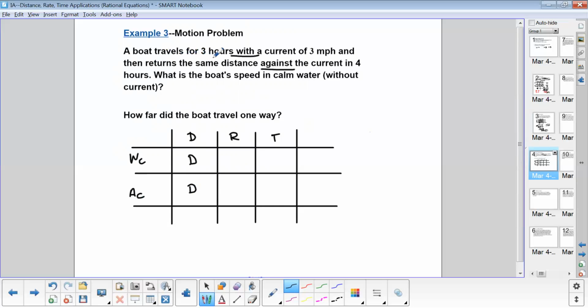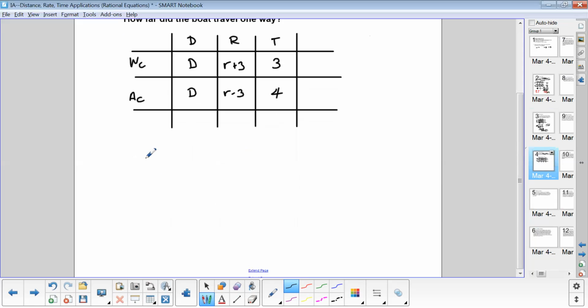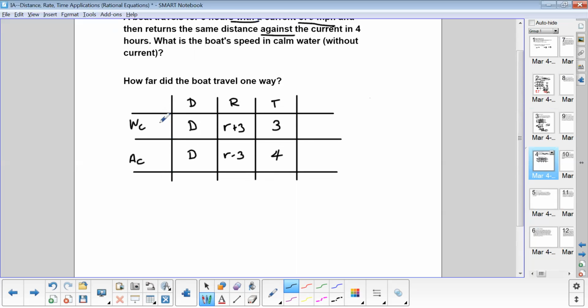But a boat travels for 3 hours with a current. So with the current, that boat's traveling 3. And the speed is something plus 3 if you're with the current, because the current's a 3 mile an hour advantage. And then against the current would be a rate take away 3, and it took longer because you're going against the current. So if I want to solve for the boat's speed, then I need to solve for R.